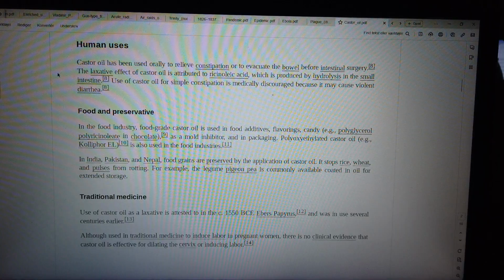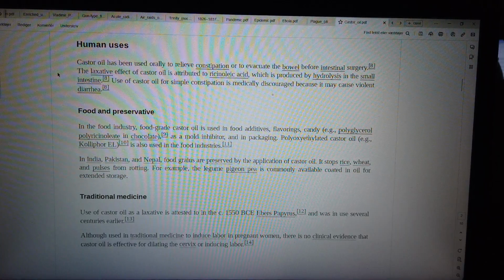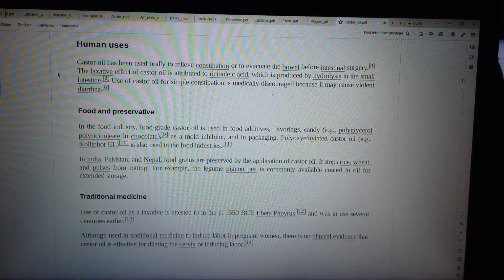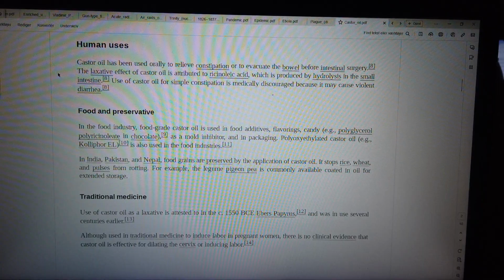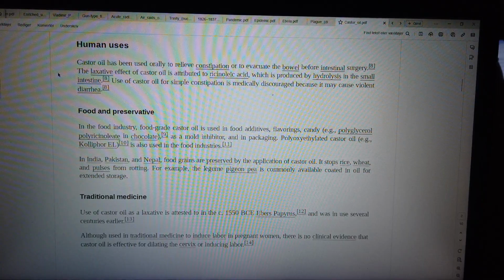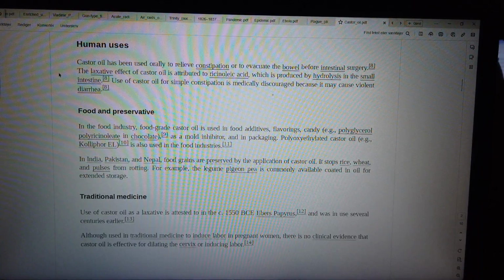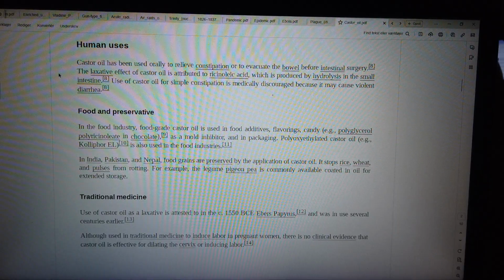Polyoxyethylated castor oil, e.g. Kolliphor EL, is also used in the food industries. In India, Pakistan, and Nepal, food grains are preserved by the application of castor oil. It stops rice, wheat and pulses from rotting. For example, the legume pigeon pea is commonly available coated in oil for extended storage.